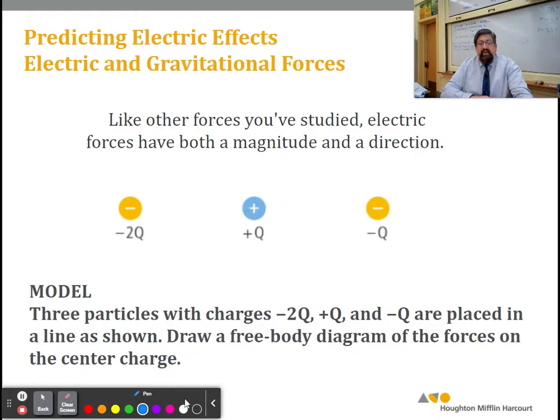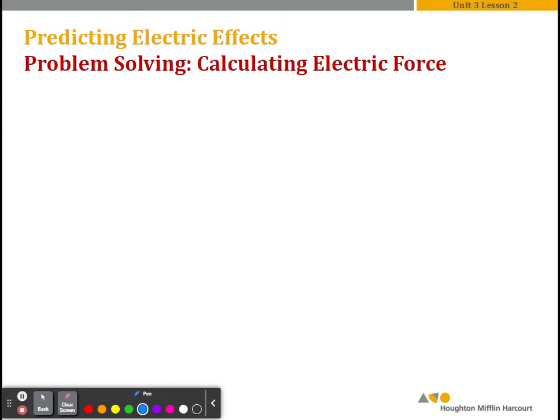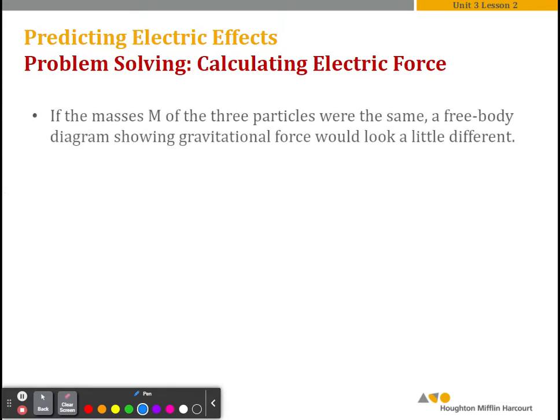You can do this with any charges. You can draw free body diagrams if there's another charged particle in the area, and it might show a net force, it might show no net force, depending on what the forces add up to.